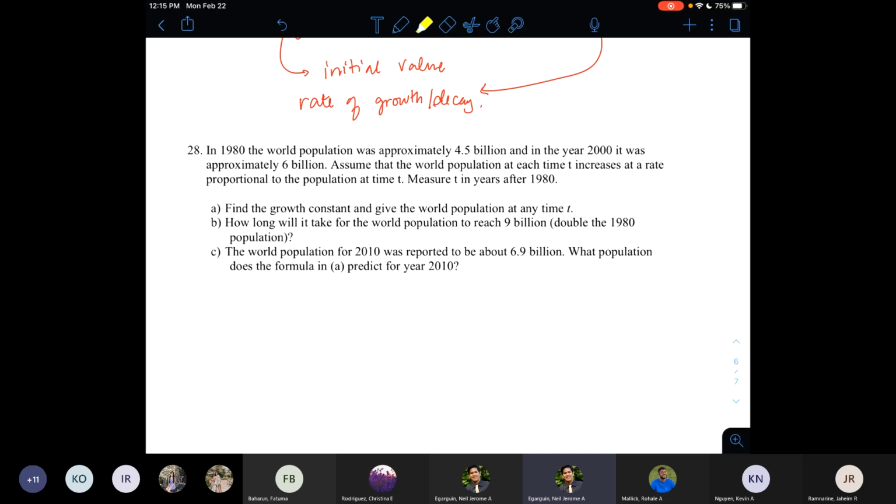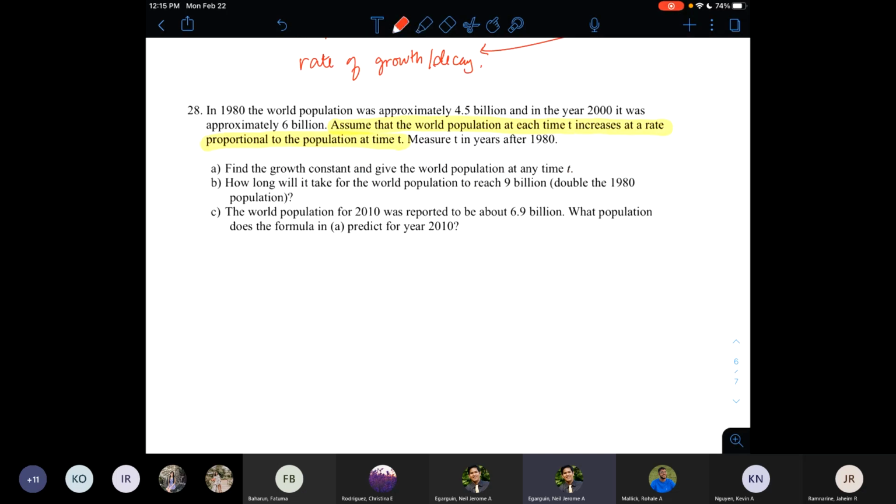Well, if you look at the problem, look at this assumption. We were told to assume that the world population at each time t increases at a rate proportional to the population at time t, which I guess is a reasonable assumption. But for us, that's the signal that we should use the exponential growth or decay model, because the population is said to increase at a rate that is proportional to the current population.